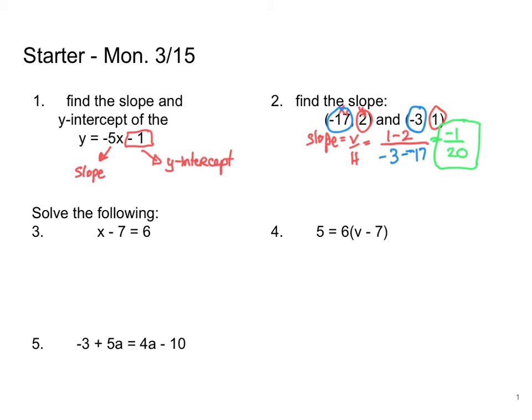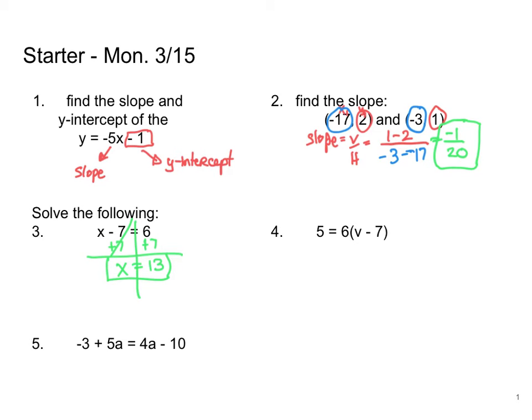Now let's go into solving equations. Remember, we want letters on one side, numbers on the other. So we're going to add 17 to both sides, and then we're going to say 6 plus 7, that is 13. So our x is going to equal 13, because positive and negative 7s make a 0.